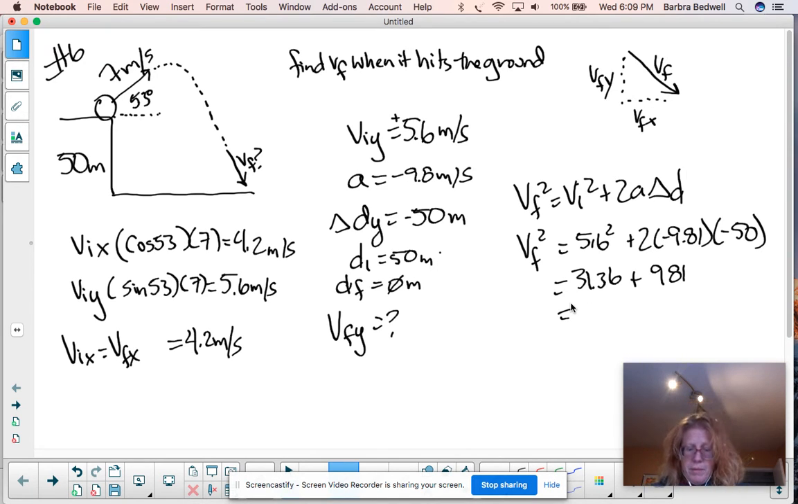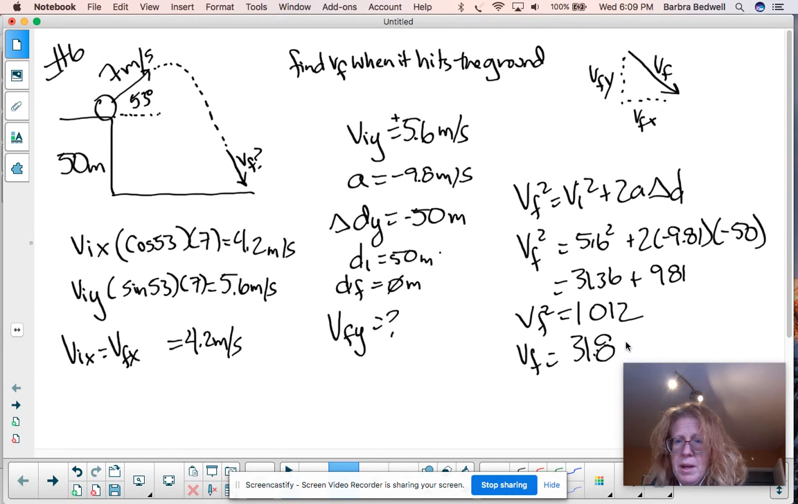Plus 31.36, just doing the algebra on there, VF squared equals basically 1012 and change. So that's VF squared. And then we take the square root of our answer, and I get VF equals 31.8 roughly meters per second. And now what's going to be a little bit weird about this is I'm going to put a unit on here.